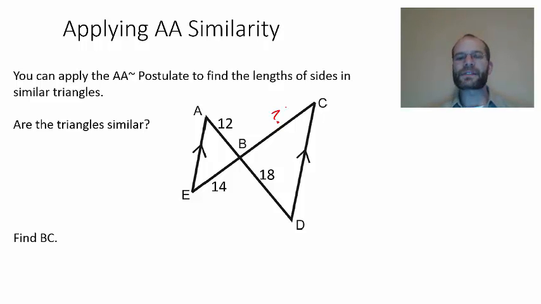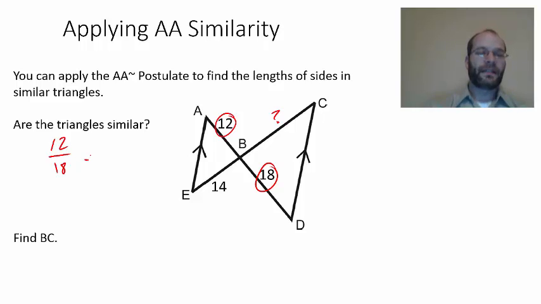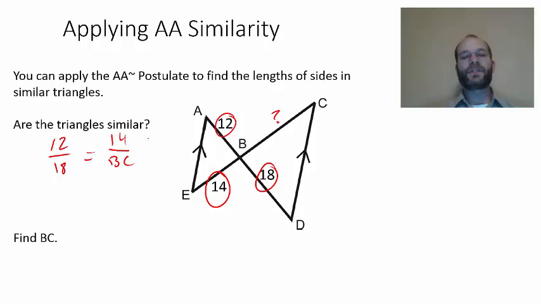Well, all we need to do is compare corresponding values on the sides and build a proportion. So 12 corresponds to 18. 12 is to 18 as 14 in the small triangle corresponds to BC. That's our unknown value, BC. So before we do our cross multiplication, we might as well simplify. 12 over 18 is the same as 2 over 3. And so now we're in a position to cross multiply.